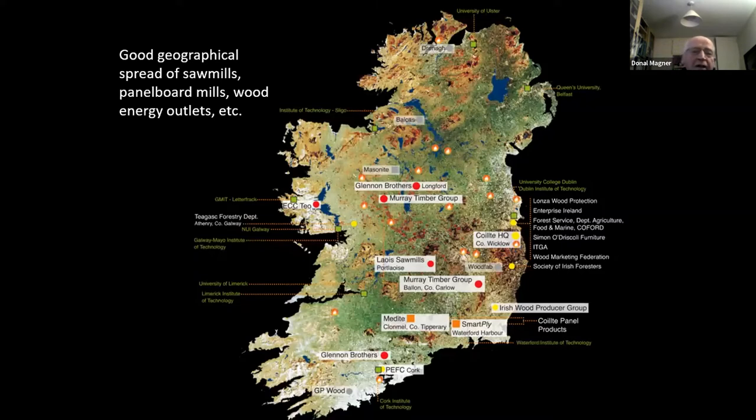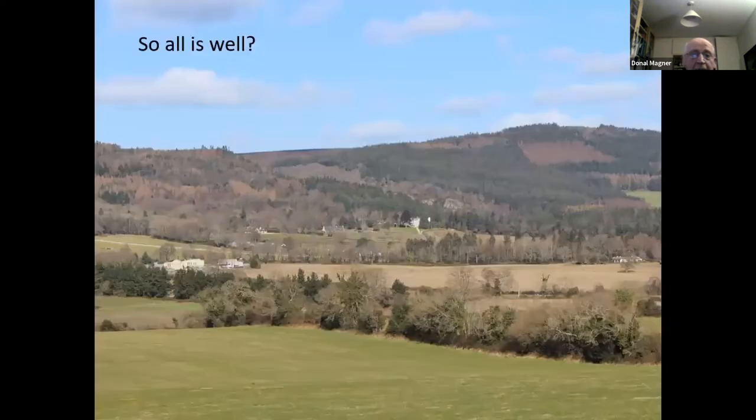So what we have in Ireland is a good geographical spread of sawmills, panelboard mills, and wood energy outlets. And that is actually where you as growers will find your markets. You can see them right across, in all provinces, and all the sawmills now, as I said, are capable of taking on Swedish imports in the UK. In the UK, we're lucky that it's the second largest wood import market in the world, second only to China. So all is well, but it's not really, because we do have problems.